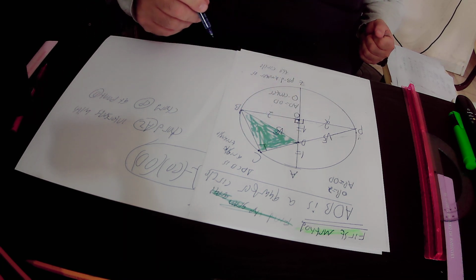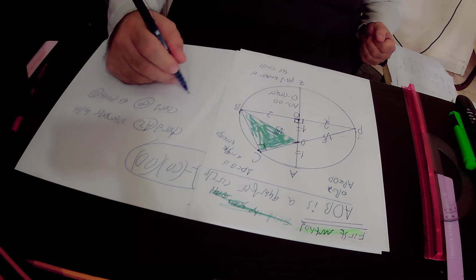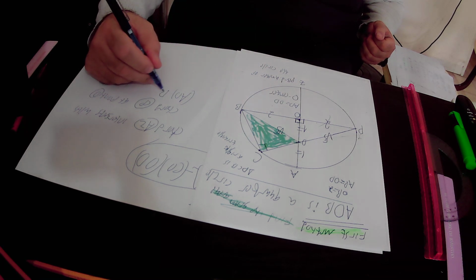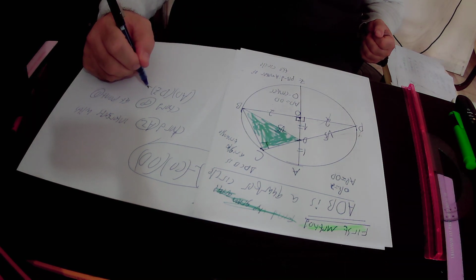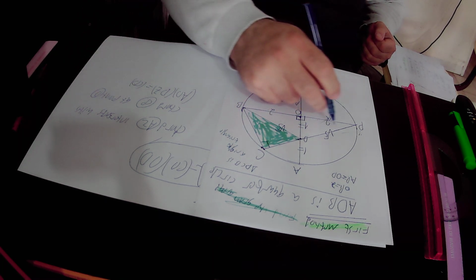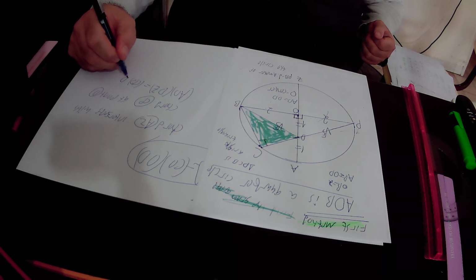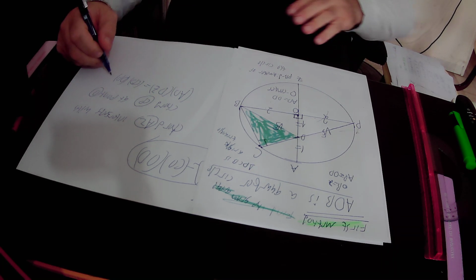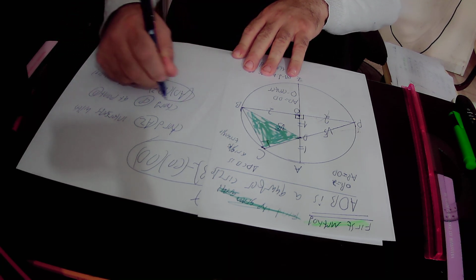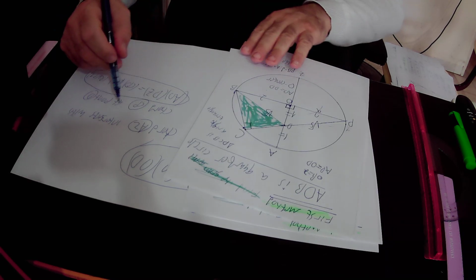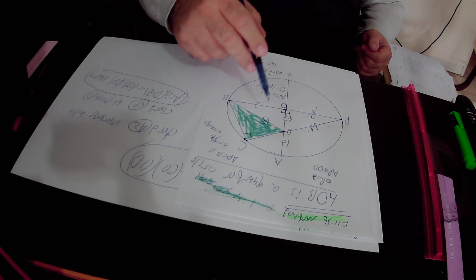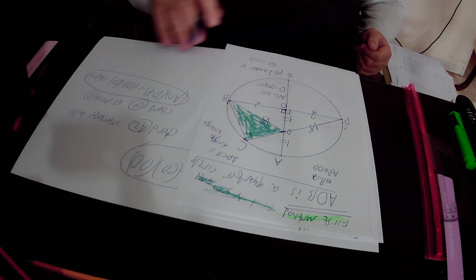Therefore, we get that according to rule number 1, AD times DZ must be equal to CD times DP. Okay, this is true according to rule number 1, of course. I'll repeat again. Chord AZ intersects with chord CP at point D, therefore according to rule number 1 we get that AD times DZ equals CD times DP.